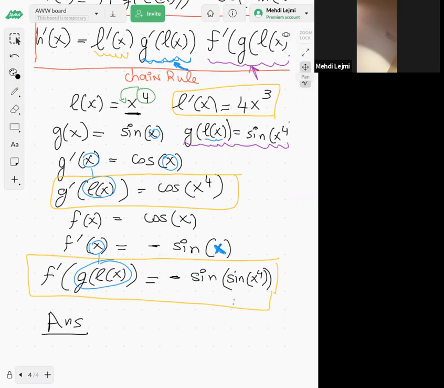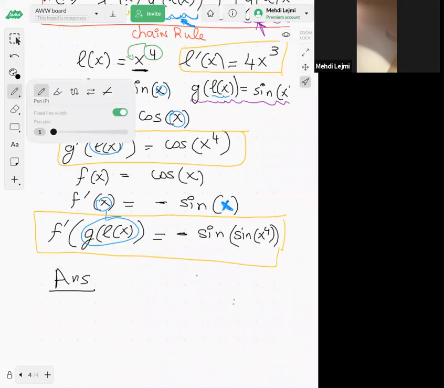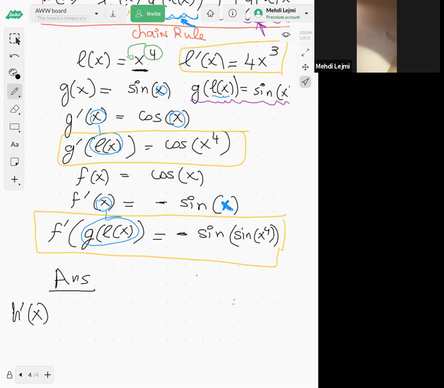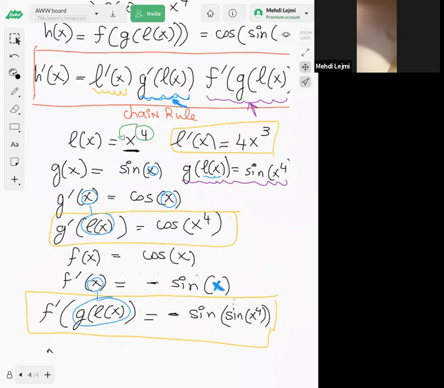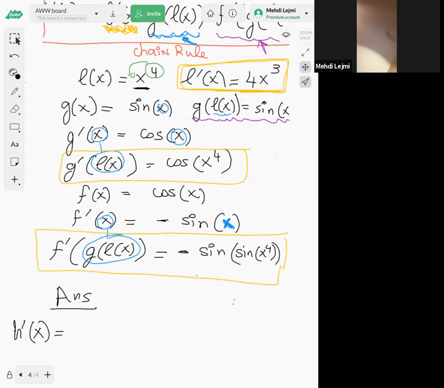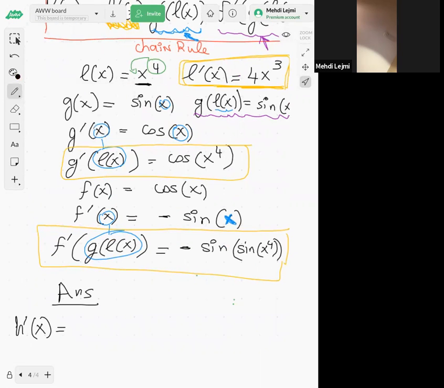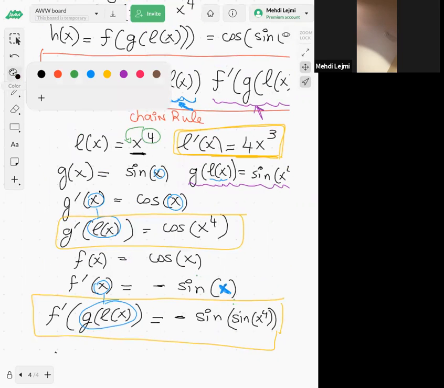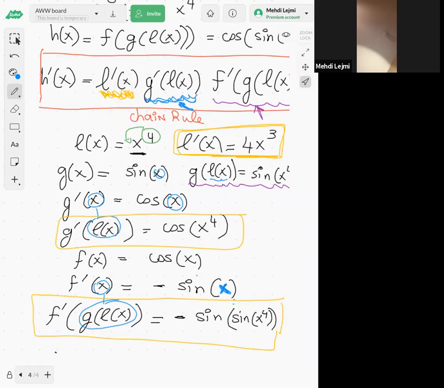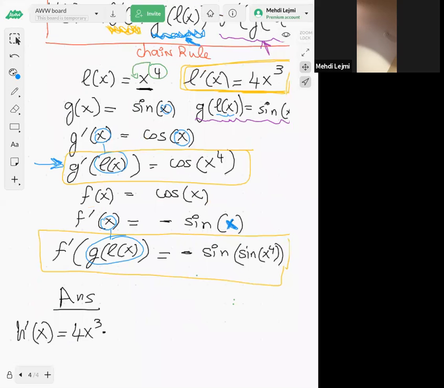So h prime of x is equal to, so let's come back to the formula. First we have L prime of x, and L prime of x is 4x cubed, right? So here's my 4x cubed, times g prime of L of x. What's g prime of L of x here? It's cosine x fourth. So times cosine x fourth.